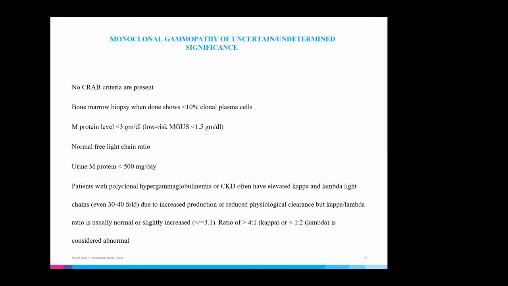They should have a normal free light chain ratio, and the urine M protein should be less than 500 milligrams per day. Now, having said that, we do see patients who have polyclonal hypergammaglobulinemia or CKD, who often have elevated kappa and lambda free light chains both due to increased production or reduced physiologic clearance, but the kappa lambda ratio is usually normal or only slightly increased.